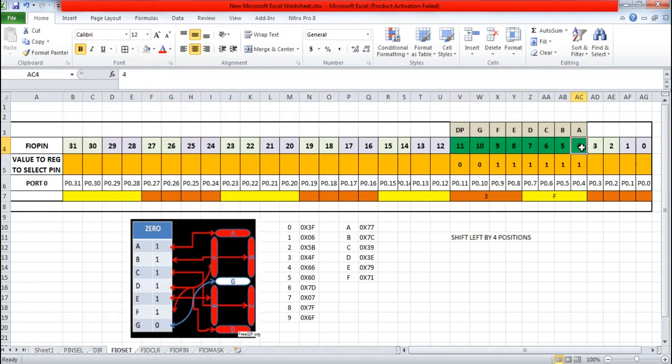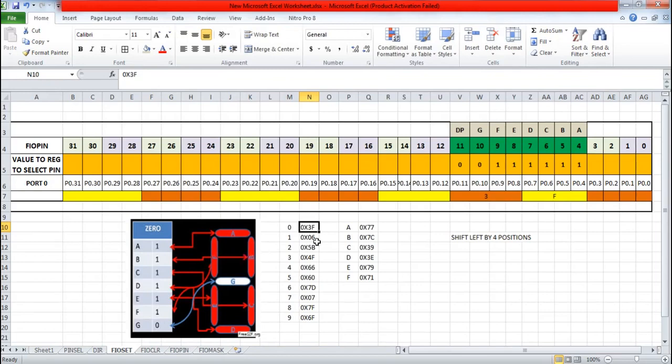Consider pin numbers 4 to 11, since these pins of port 0 are in turn connected to the segments of the LED. In order to activate A, B, C, D, E, F, the corresponding positions of the FIO pin register should be 1, whereas the remaining two positions, that is the 10th and 11th pins of the FIO pin register, should be 0. The corresponding hexadecimal value for this register position is 3F. So 0x3F is the value that must be written to the FIO pin register to display 0.